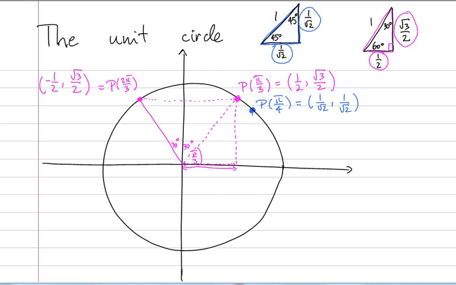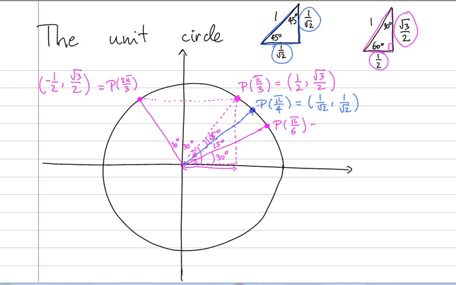Another important point is when you mirror this point in the 45-degree line. When you mirror in the 45-degree line, you are basically taking this point here, which is a 30-degree angle, so pi over 6. Why is it a 30-degree angle? Because this angle here is 15 degrees, and therefore this angle is 15 degrees, and therefore this angle is 30 degrees.